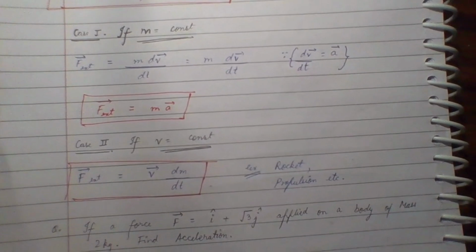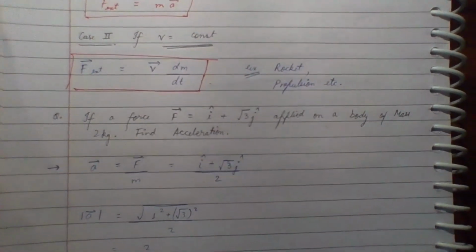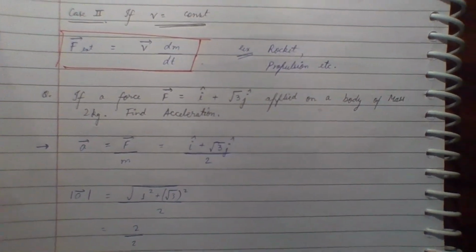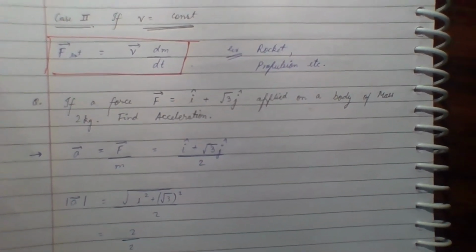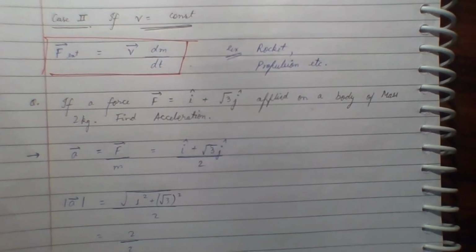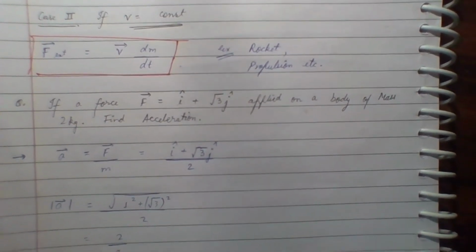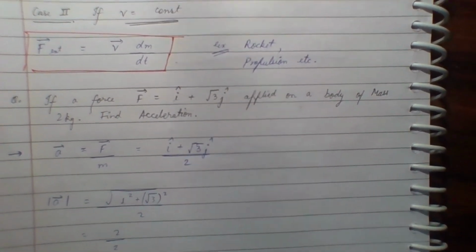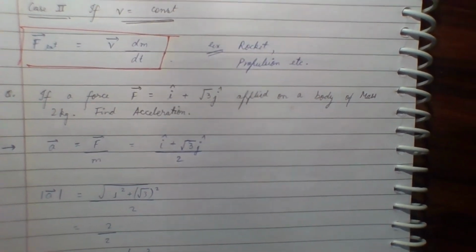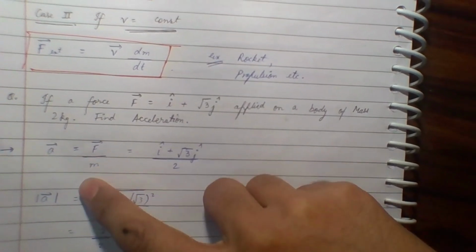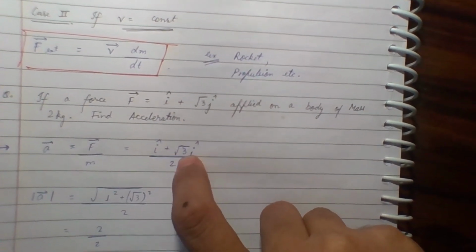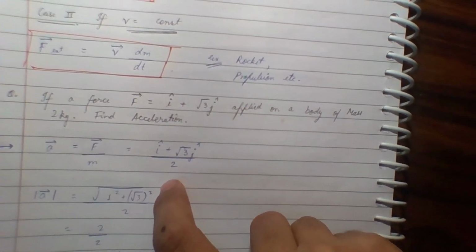Now let us see this question here. If a force F vector is equal to i cap plus root 3 j cap applied on a body of mass 2 kg, then we have to find the acceleration. We know that force is equal to mass into acceleration, so acceleration will be force upon mass. Now we are given the force i cap plus root 3 j cap, and the mass is 2 kg, so it will be (i cap plus root 3 j cap) upon 2. So that will be the acceleration.